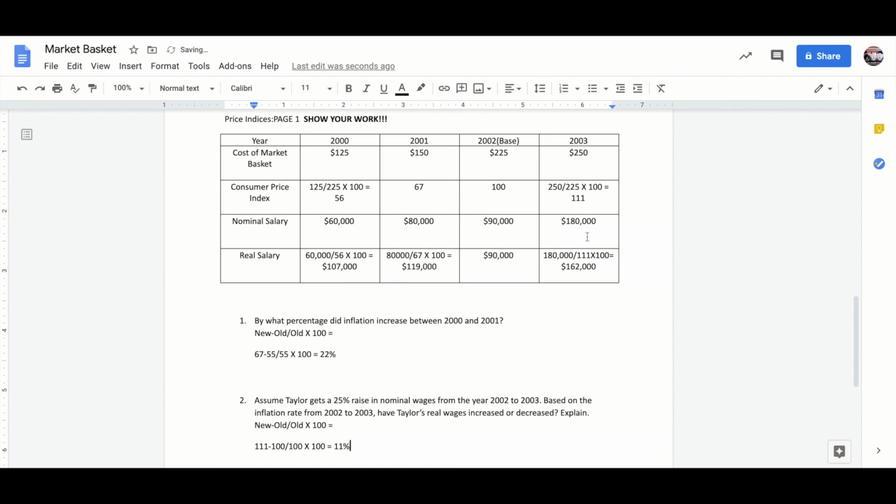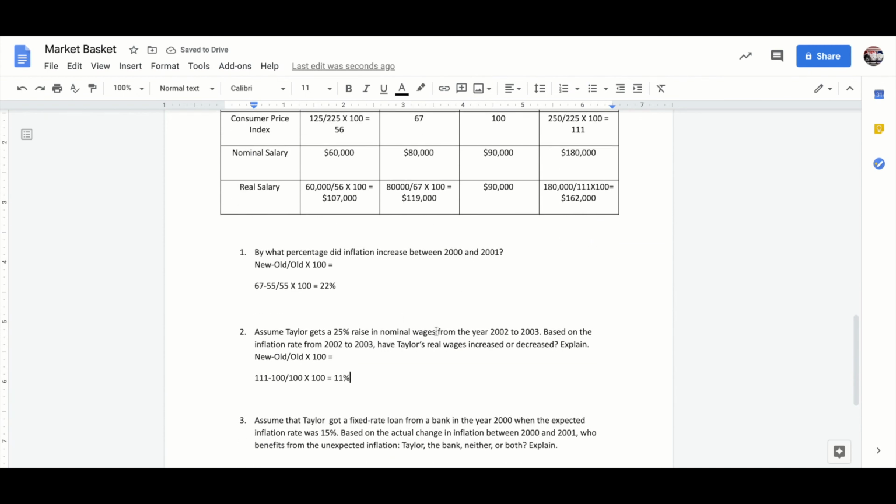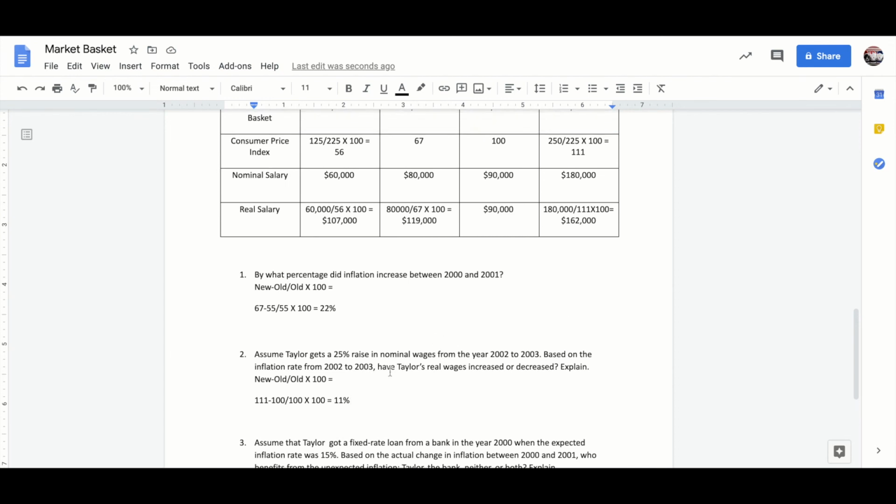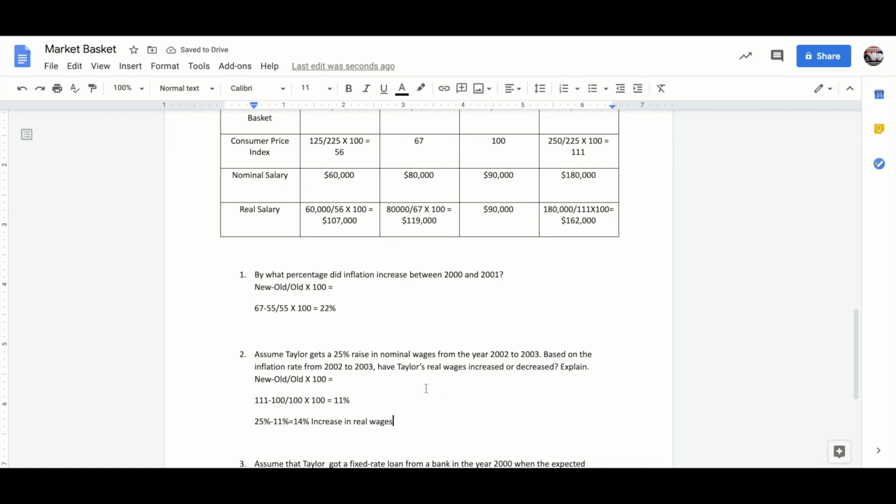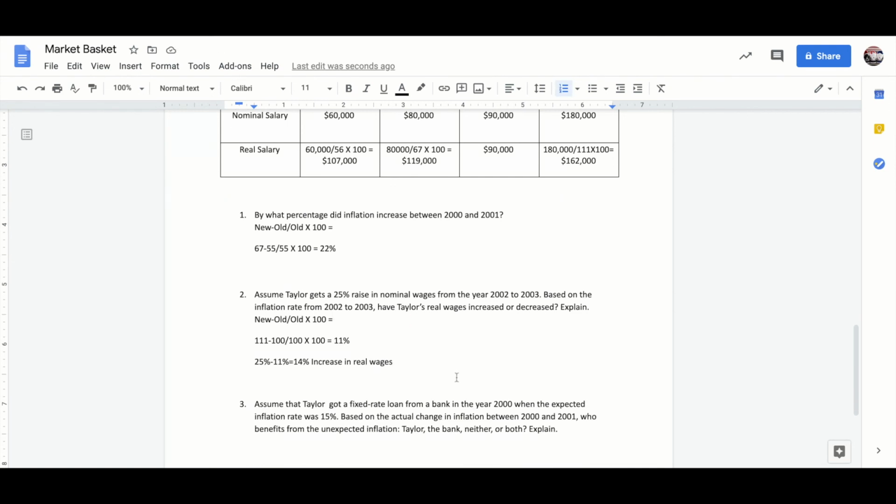So prices increased by 11%. However, my wages have increased by 25%. I'm going to be better off. Let me show you exactly how that works. My wages increased by 25%. I subtract the 11% inflation that eats into how much money I've made. That's 25 minus 11, 14. So I'm actually going to have a 14% increase in real wages. I'm making 14% more money this next year in 2003 than I did in 2002. So I'm better off.